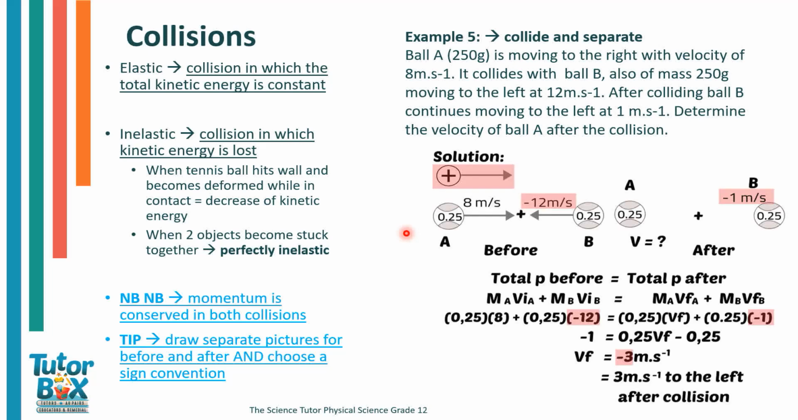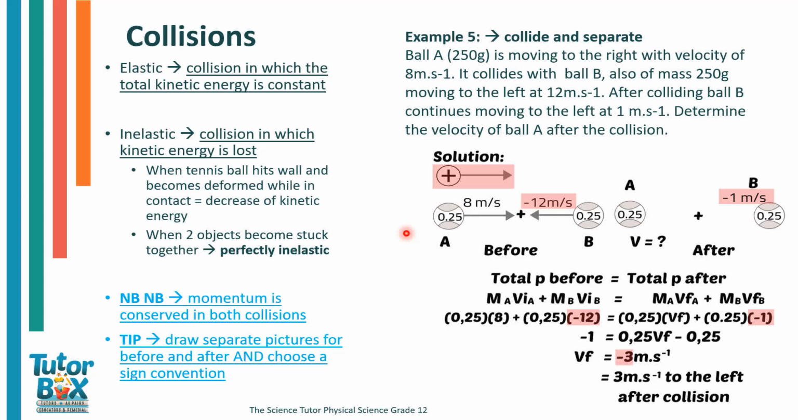So before, we've got A moving to the right at a positive 8 meters per second, and we've got ball B moving to the left at a negative 12 meters per second. After, however, ball A, we don't know what the velocity is, but ball B, we know is still left, so it is still minus 1 meters per second. Your answer to this will tell you which direction ball A is moving to. I'm sure you can kind of guess based on the numbers, but we're going to work it out anyway.